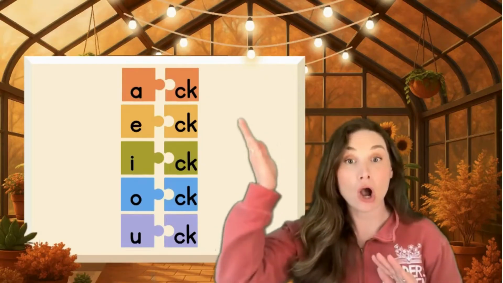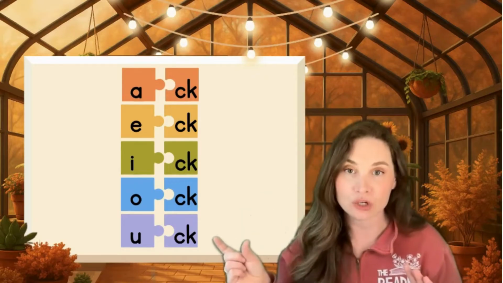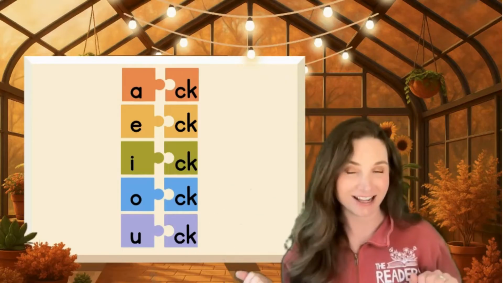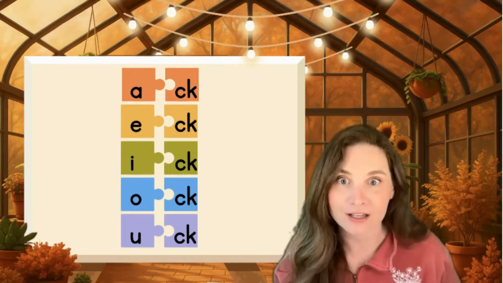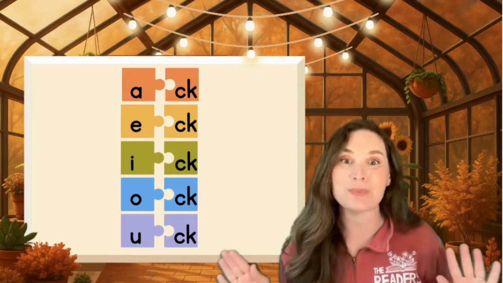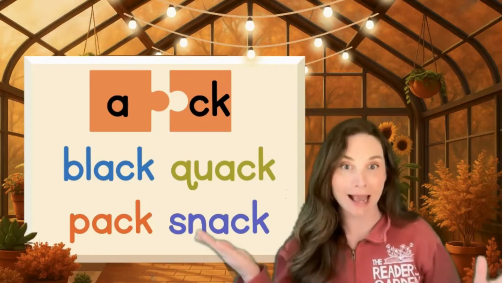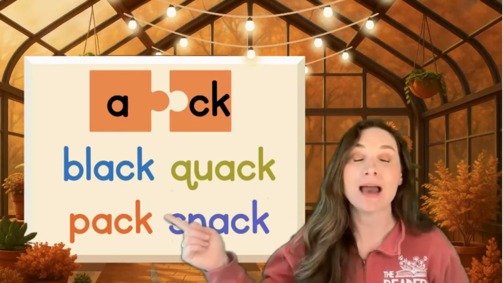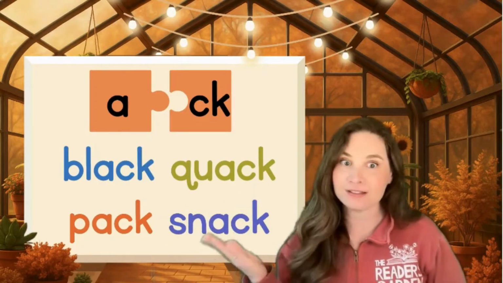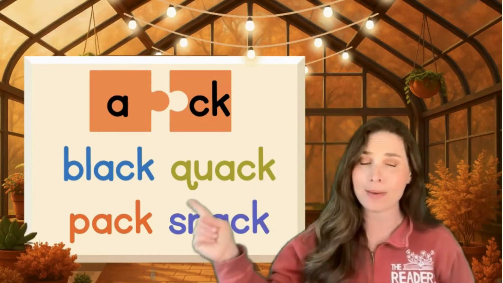CK can team up with all of our vowels and their short vowel sounds to make a sound that we can use in a word. So ack, eck, ick, ock, uck. And let's practice using those in a bunch of different words. When A and CK come together, we get ack. So let's read these ack words. We have black, quack, pack, and snack. Did you notice? They all rhyme because they all end in ack. Let's read them again. Black, quack, pack, snack.